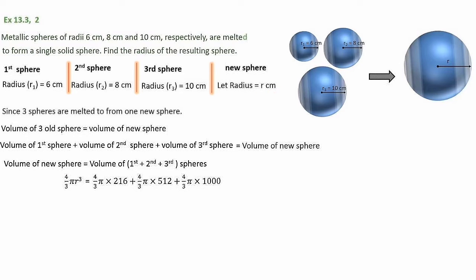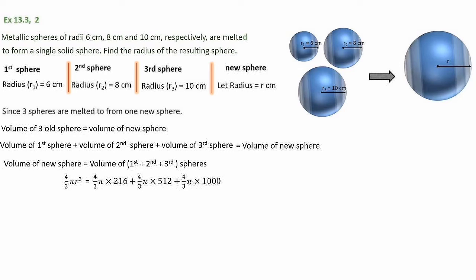Just the direct formula only, 4 by 3 pi r cube. That is the volume of a sphere, equal to the volume of the first sphere. That is 4 by 3 pi into r cube, where r is 6. So 6 cube is 216.